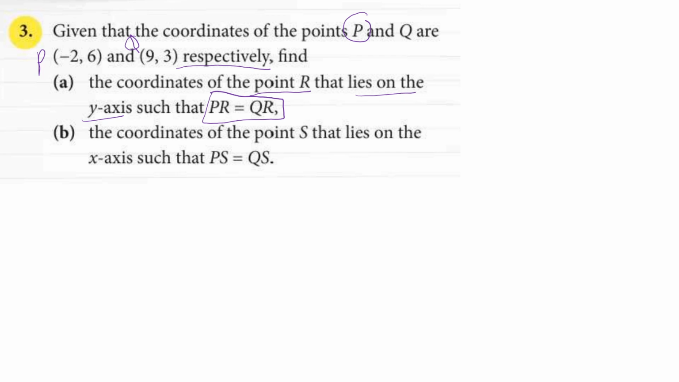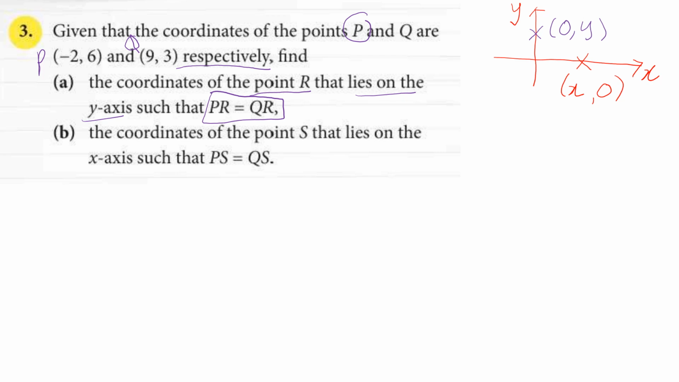Right, so to examine that, let's draw our x and y-axis. Points that lie on the x-axis always have y coordinate 0, and points that lie on the y-axis will have x coordinate 0. So this is something that you have to bear in mind.